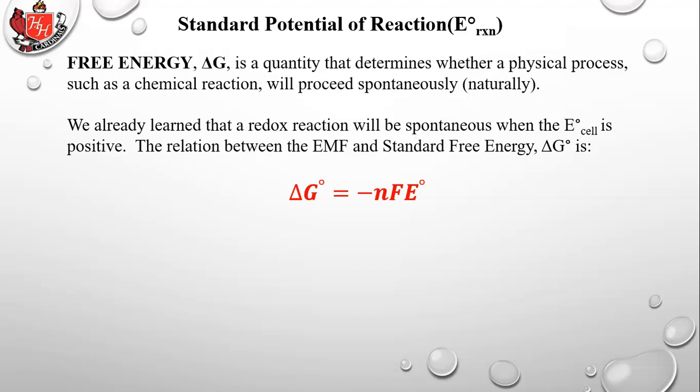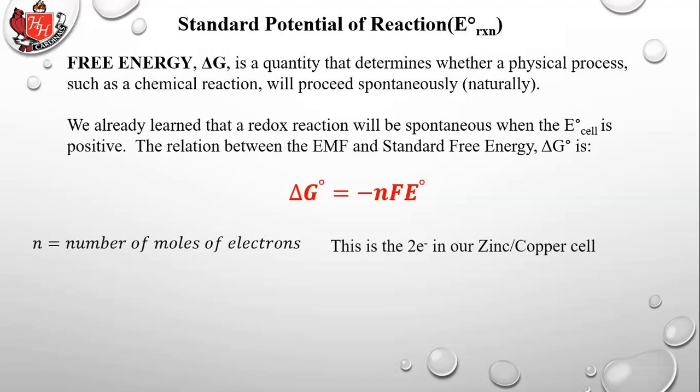The relation between the EMF, that's the voltage, and the standard free energy, delta G, with the little circle, is delta G standard equals negative nF times the standard potential of the cell. So n is the number of moles of electrons. Since we were passing 2 electrons from zinc to copper, that's going to be 2 moles. So this is the 2 minus in our zinc copper cell.